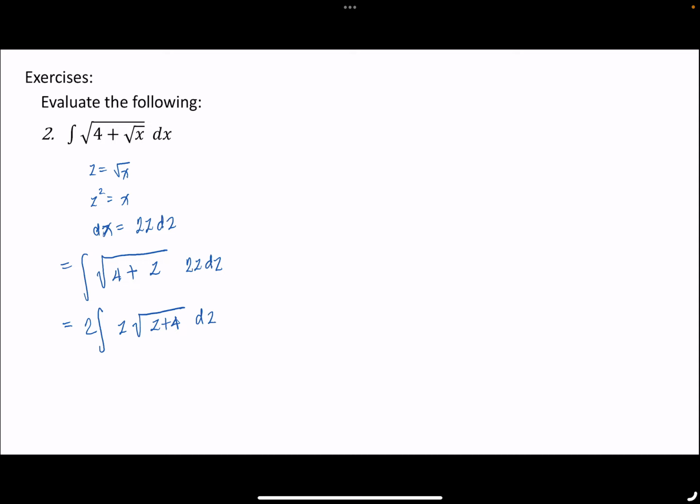We can now apply another substitution. For our second substitution, we can let u be equal to the square root of z plus 4. So u squared is equal to z plus 4, so z is u squared minus 4, and dz is 2u du.